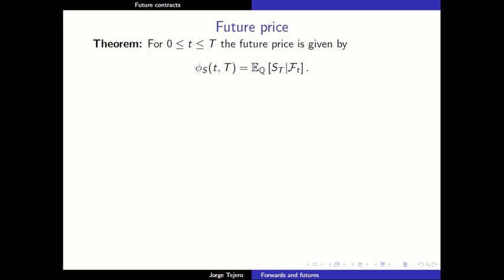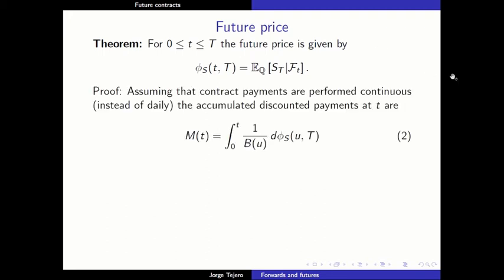We see that the future price of an asset S for a contract maturing at capital T is going to be equal to the risk neutral expectation of the future value of the asset at maturity of the future contract. In order to prove this, first we're going to assume that payments do not take place on a daily basis, but rather they are paid instantaneously, such that on any arbitrarily small interval of time we're going to have some payoff which is given by the difference in the future price in that time interval.